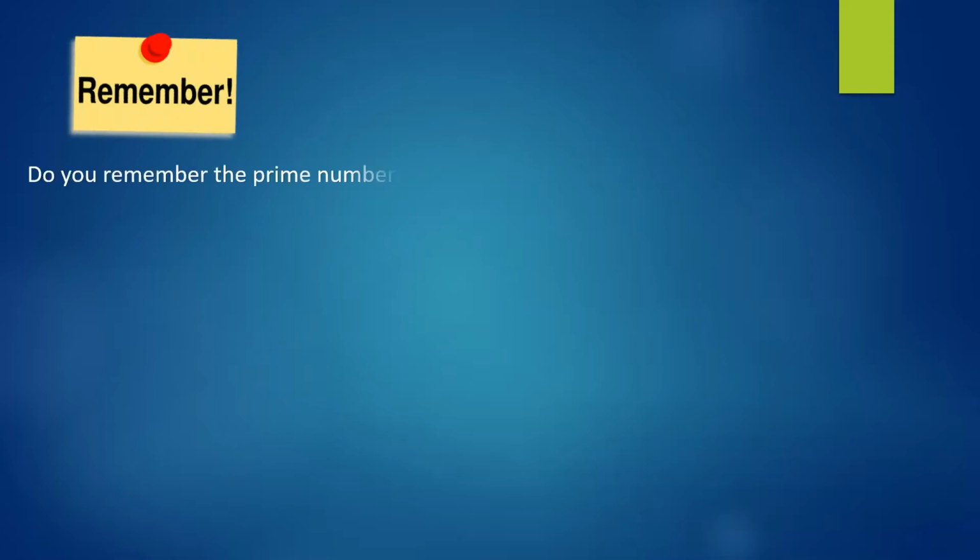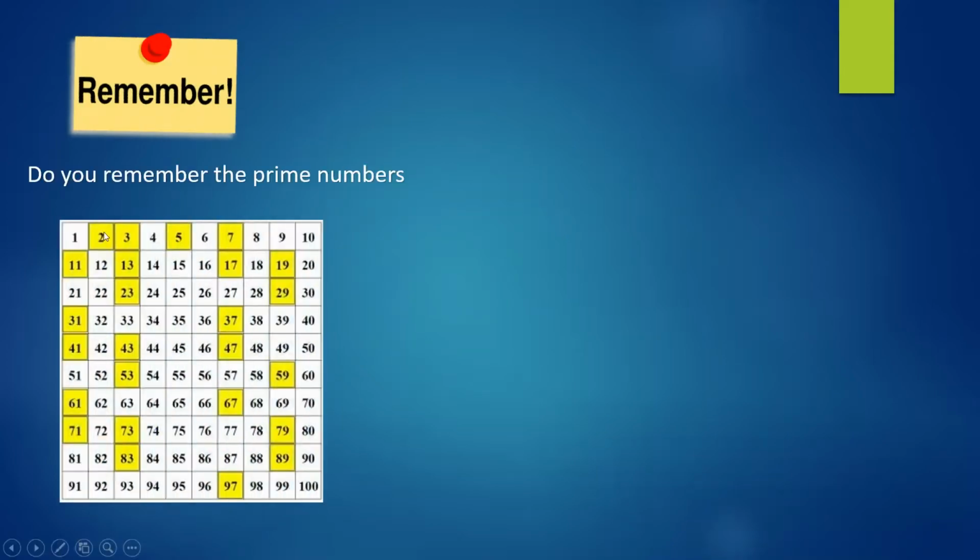Remember the prime numbers, which have only two factors: 2, 3, 5, 7, 11, 13, 17, 19, 23, 29, 31, 37, 41, 43, 47, 53, 59, 61, 67, 71, 73, 79, 83, 89, 97.